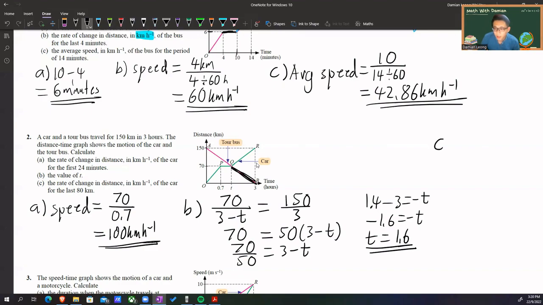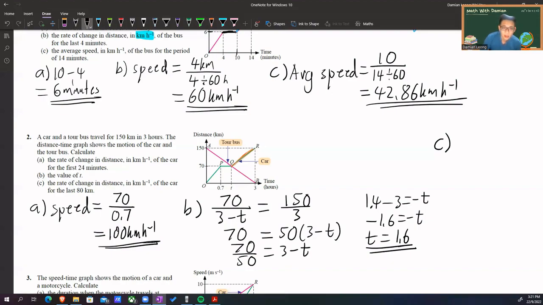And then for part C, the rate of change in distance in km per hour of the car for the last 80 km. For the car means the green color journey. So the last 80 km will just be from Q to R, because from 70 km to 150 km, that is the 80 km.